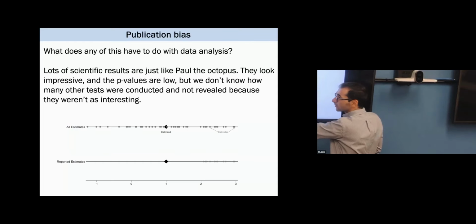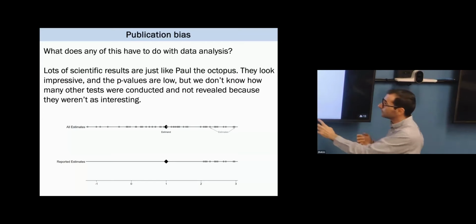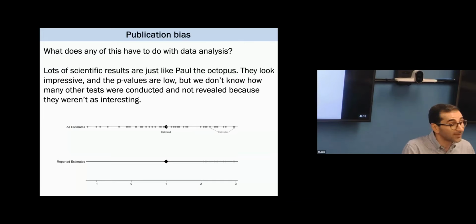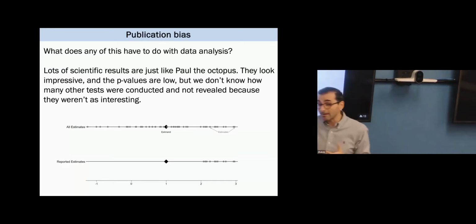Even though the estimate is close to 1, because only these papers are published and I'm reading them, I'm getting a very different sense. Now I'm thinking maybe the estimate is somewhere close to 2 or 3, but that's not the case. The main reason is what we call publication bias, right?